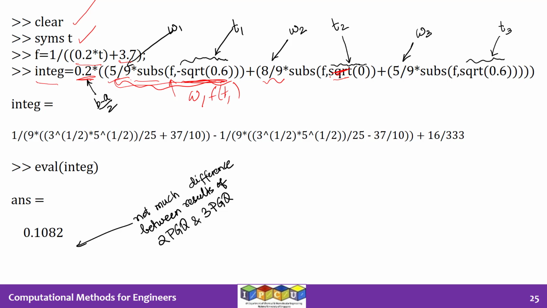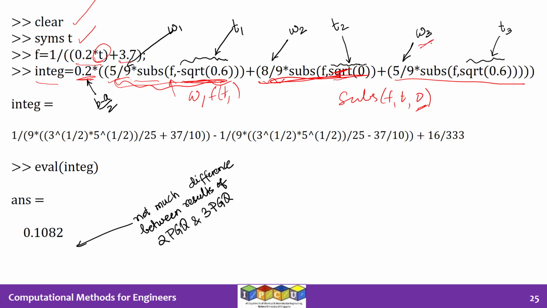For t, you substitute 0. So here f is only a function of t. So I don't have to say subs f comma t comma 0. That's not needed because this is only a function of t. So when I say substitute in f some value, it means it will substitute for the only variable that's there, for the only symbol that's there. So this evaluates w2 f t2 and this evaluates w3 f t3, right?